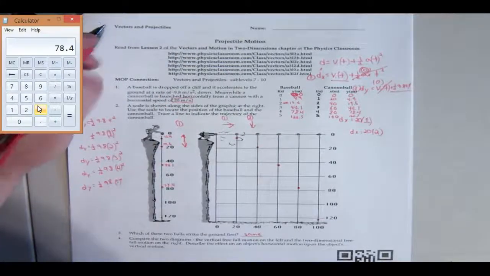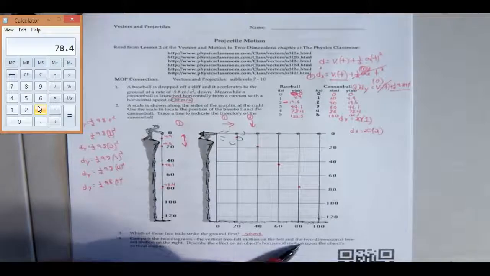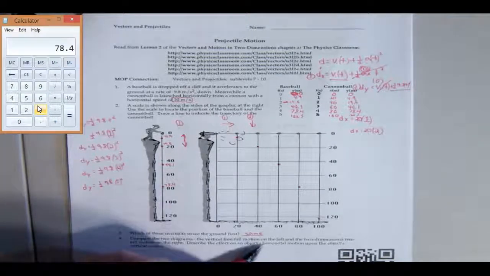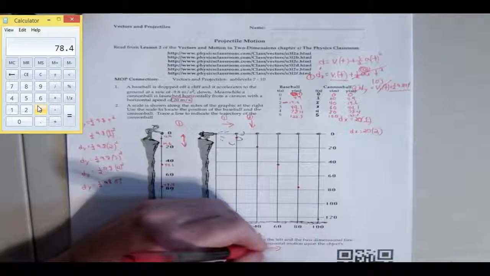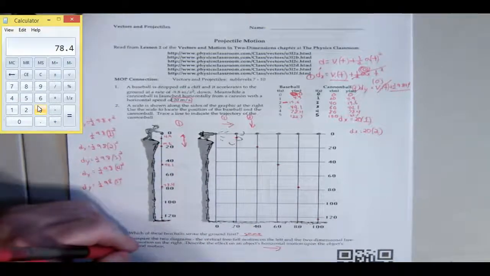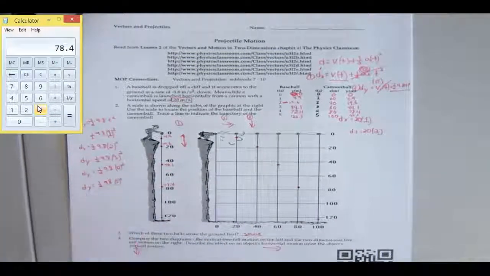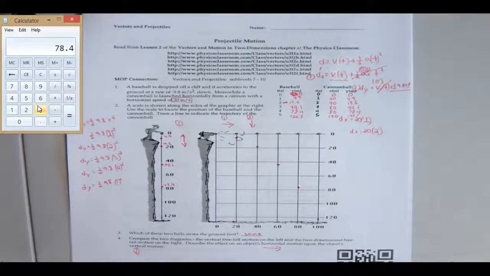Describe the effect on an object's horizontal motion upon the object's vertical motion. In other words, does one affect the other? If you fire a bazooka and I drop a penny, does that bazooka firing, that forward momentum, affect how long it takes to hit the ground? The answer is no. They are completely independent of one another. So however you want to word that.